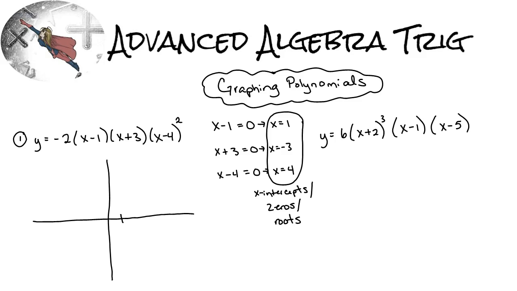So I'm going to plot on here at positive 1, an x-intercept right there, at negative 3, an x-intercept, and at positive 4, an x-intercept. Now, the next thing that I look at is the leading coefficient. That's a negative 2.